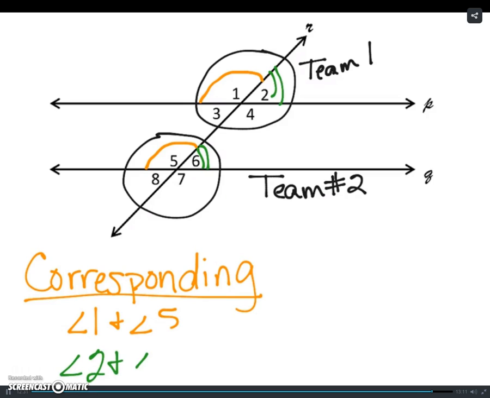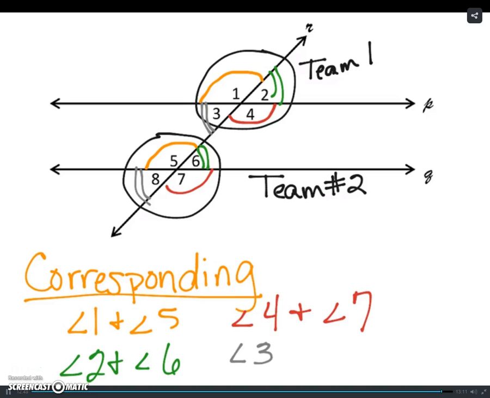are corresponding because they are in the top right corner of their team. Okay. Angles 4 and 7 are in the bottom right corner of their team. And angles 3 and 8 are in the bottom left corner of their team. So I think if you'll think about them as two separate teams, and then corresponding just means they're the same position but on a different team, that will really help you out.